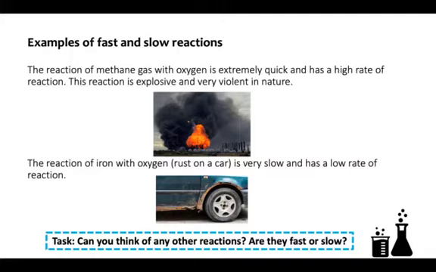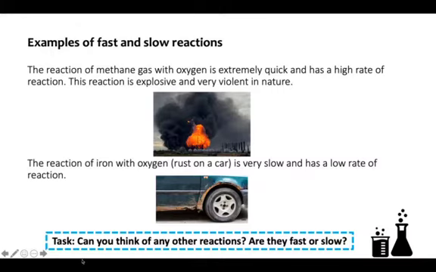And this is another example of a reaction. This is the reaction of iron with oxygen. And this is just essentially rust on a car. And this is a really slow reaction, and it's got a low rate of reaction. Okay, this is something that you don't want to see. Rust on the body of your car, this is not good.